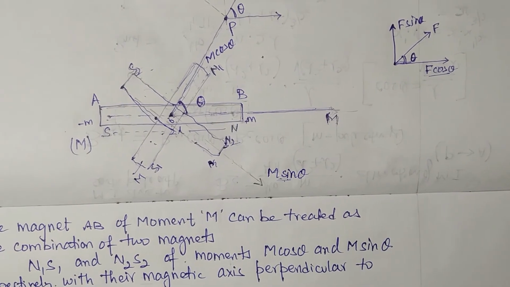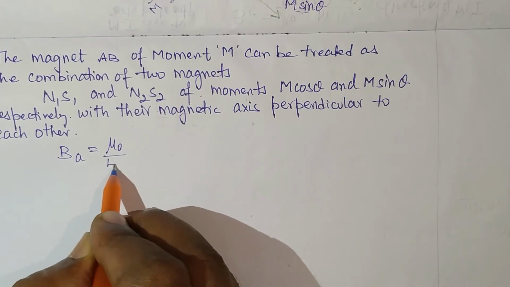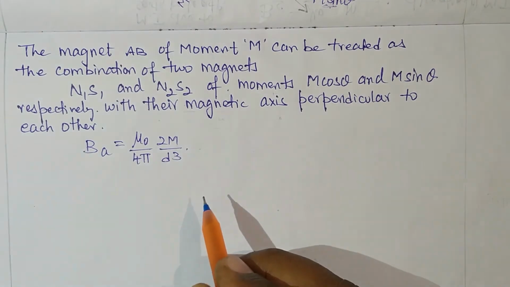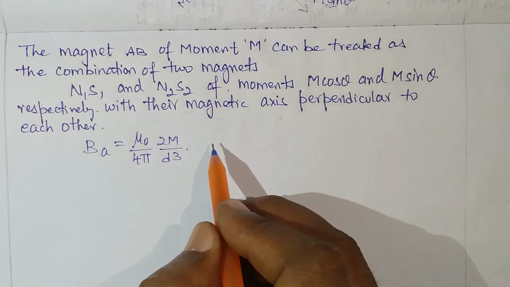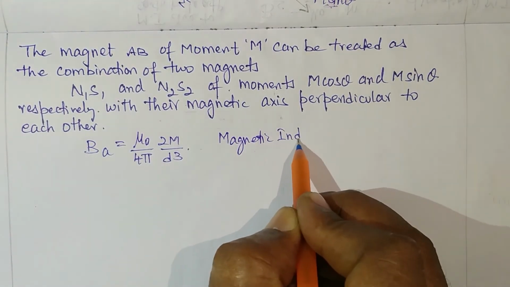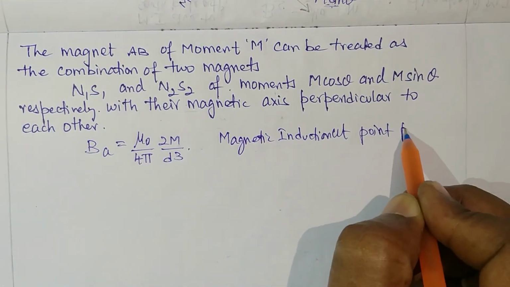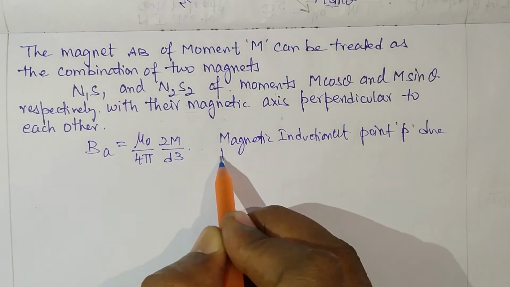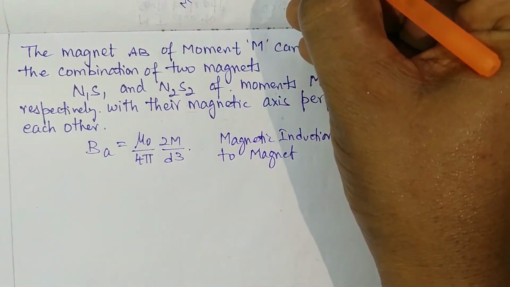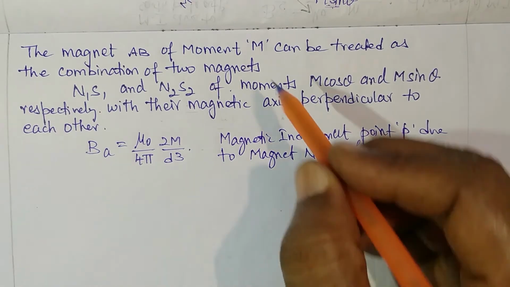Magnetic induction on the axial line is how much? It is mu naught by 4 pi, 2m by d cube on the axial line. Therefore, now the magnetic induction at point P due to the magnet N1S1. What is the moment of this magnet?